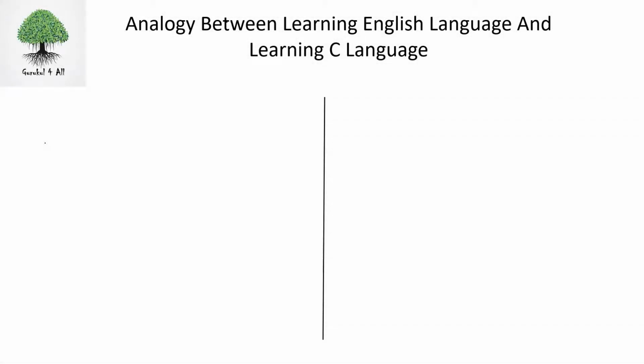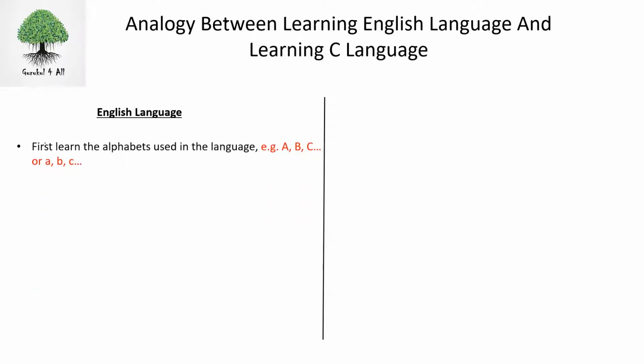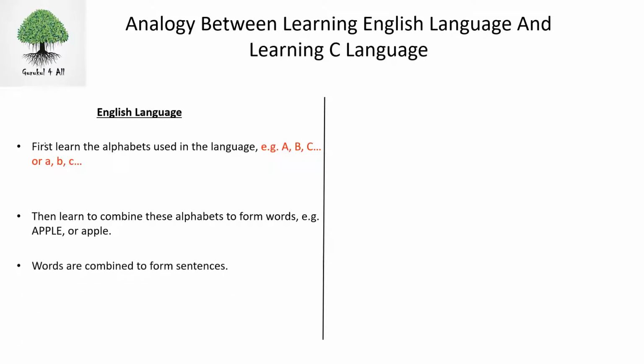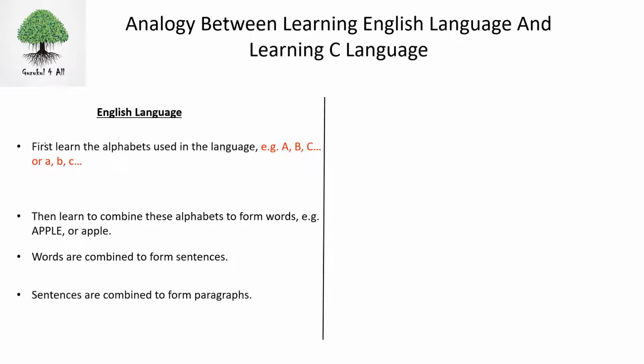See the similarities between learning English language and learning C language. In English language, the first thing we learn are the alphabets. Example, A, B, C, D. Now these alphabets are combined to form words. Example, apple. Now these words are combined to form sentences. And these sentences are combined to form paragraphs.